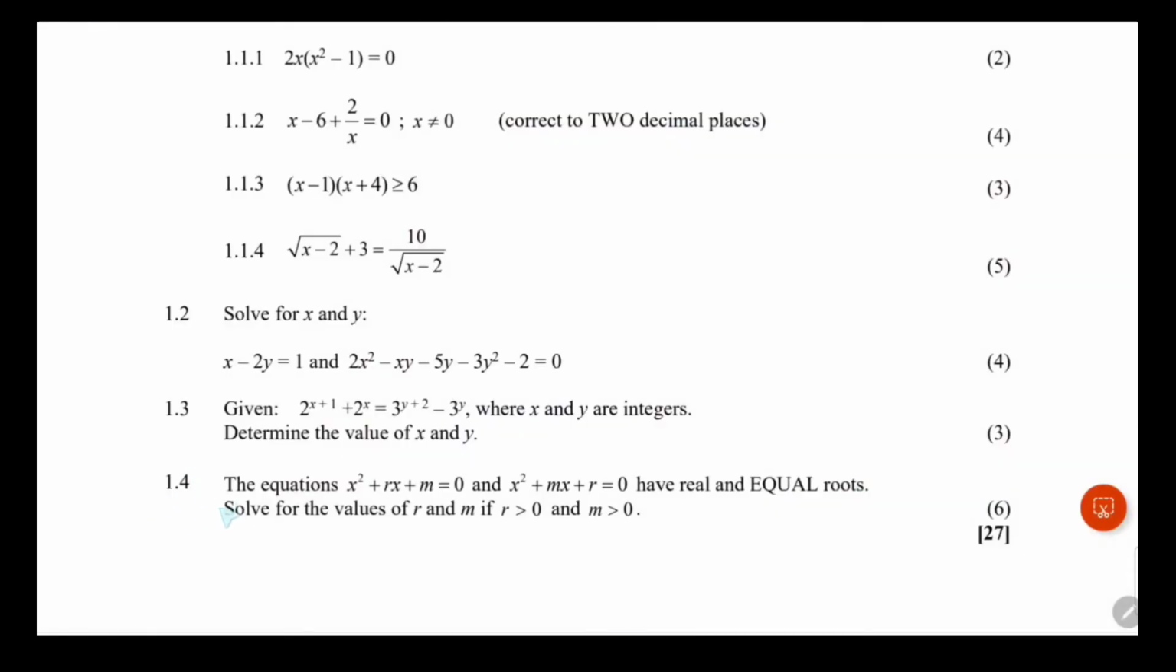Okay, so 1.4, the equations x squared plus rx plus m is equal to 0 and x squared plus mx plus r is equal to 0 have real and equal roots. And they put in equal in capital letters, probably to emphasize the fact that you're going to have to use this. Solve for the values of r and m if r is greater than 0 and m is greater than 0. So also some restrictions on r and m. Okay, so let's go for this one.